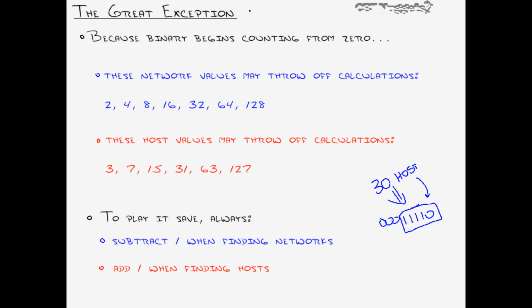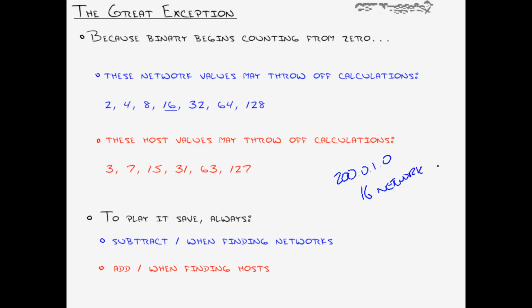Now, the great exception is related to this whole process and how binary works. Because binary begins counting from 0, these network values may throw off your calculations for the number of networks, and these values may throw off your calculations for the number of hosts. Let me take one of them. Let's say you've been given the IP address 200.0.1.0, and the question says, break that into 16 networks.